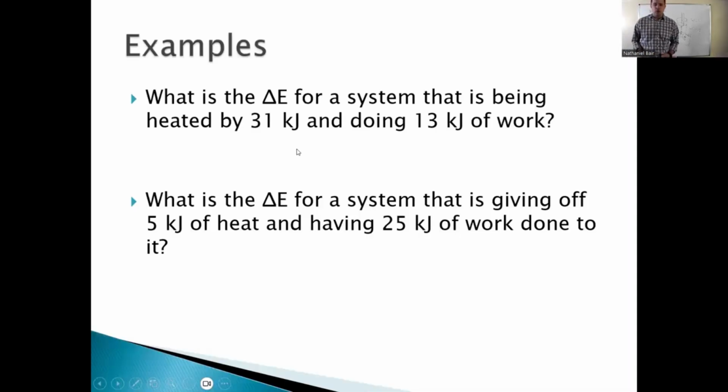So let's try these two. Why don't you give these a shot? What is the change in energy per system that is being heated by 31 kilojoules and doing 13 kilojoules of work? And then what is the change in energy per system that is giving off 5 kilojoules of heat and having 25 kilojoules of work done to it? Go ahead and give it a shot.